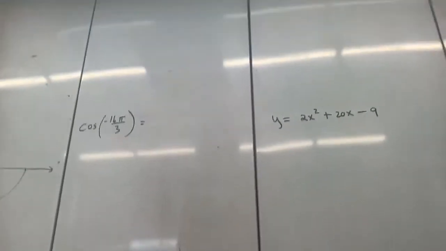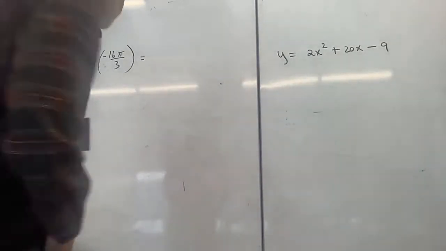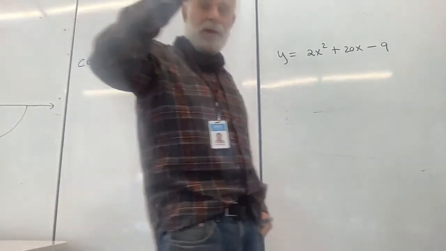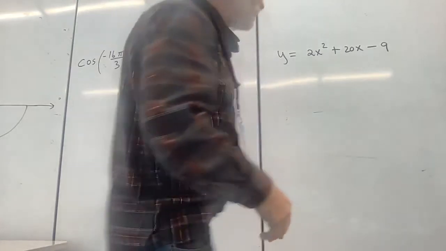Next problem, cosine of -16 pi over 3. Just a reminder, here, pausing the video and trying it yourself. I guess that's pinned well enough. All right, so -16 pi over 3. I'm going to do it in my head and see if I get it right. I think I'm looking at -√3/2. But let's check it out.